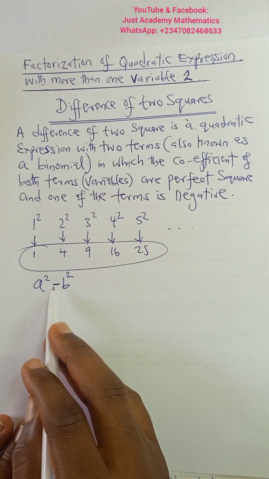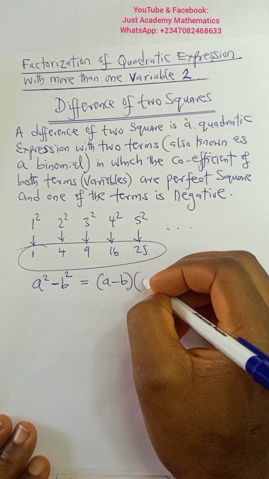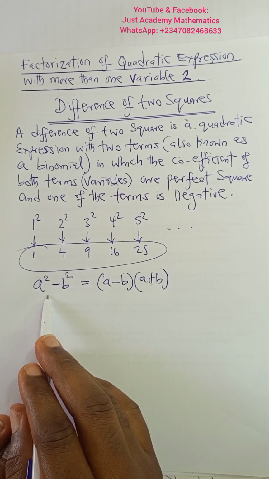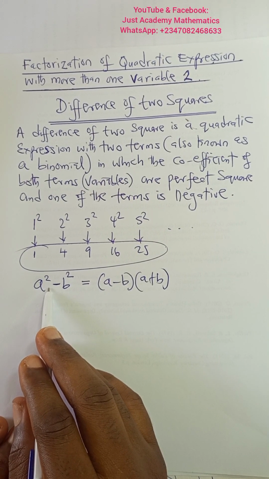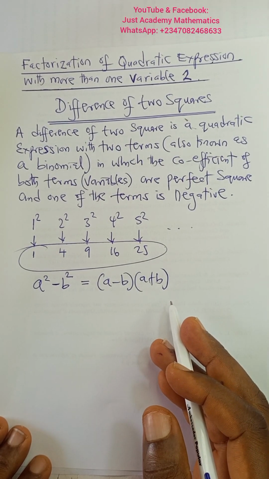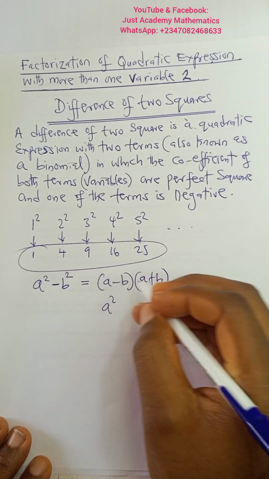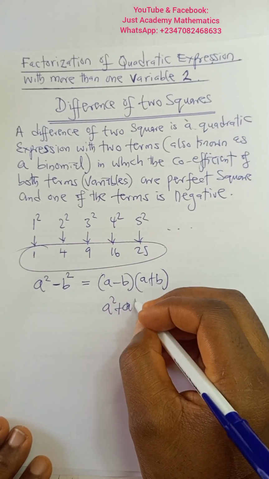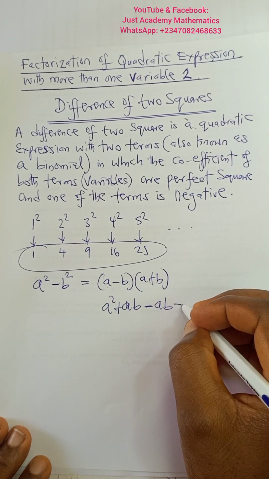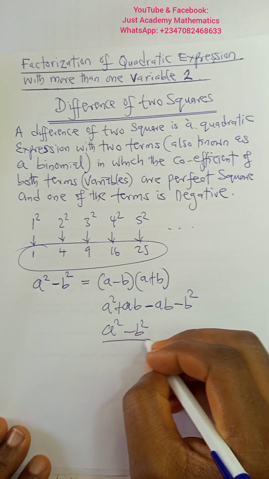So this now means a minus b times a plus b. When you expand this bracket, this is what you will get. So difference of two square teaches you to go straight to apply it without you needing to expand the bracket. If you expand this bracket now, you get a times a, a square, a times b plus ab, minus b times a minus ab, minus b times b minus b square. So this will give you a square minus b square. Can you see that now?